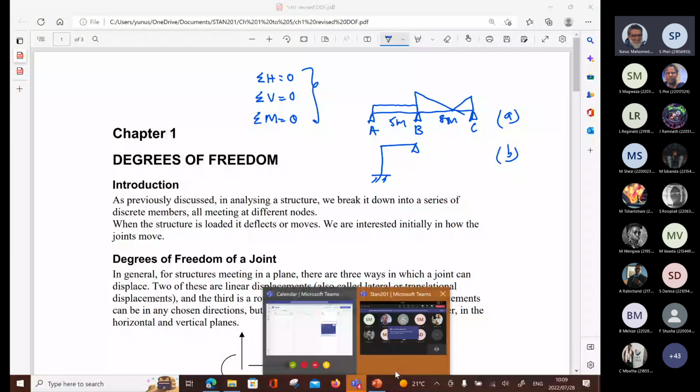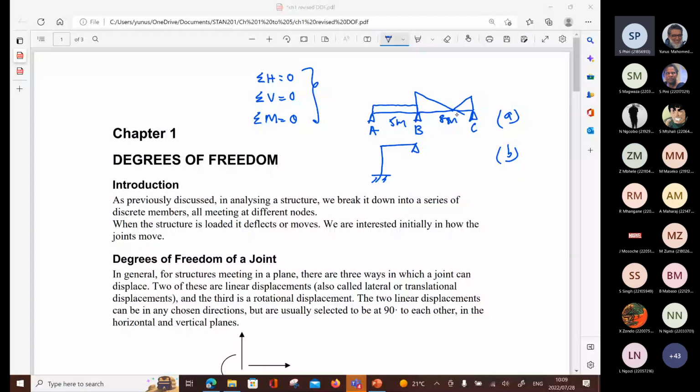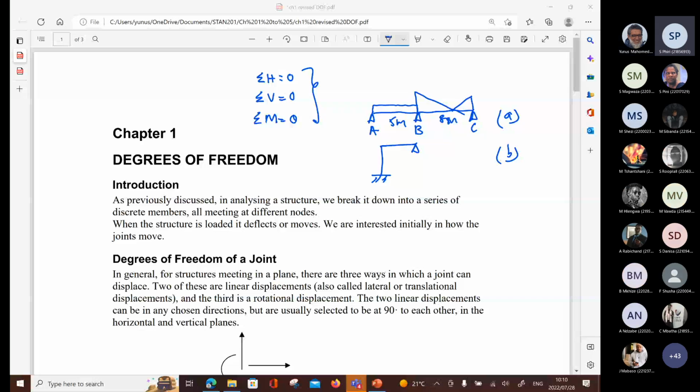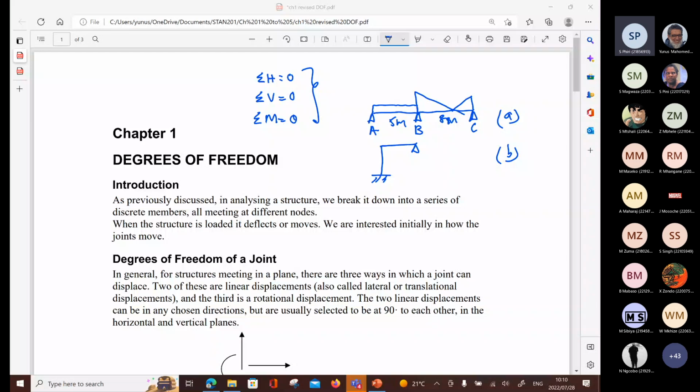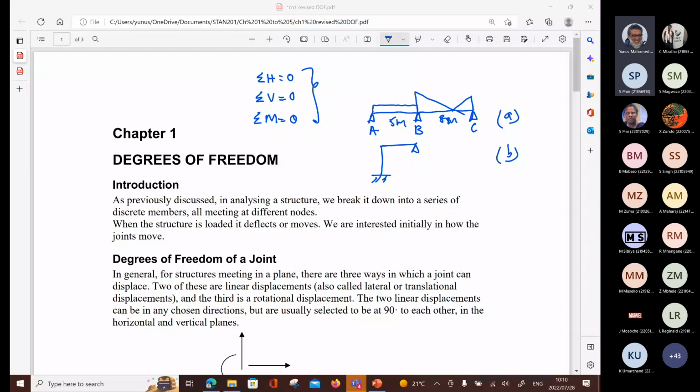All right, so can you do that analysis? Any one of you can respond. Can you solve for the continuous beam A, B, C? Okay, well, why not? Too many unknowns, huh? What do you see as the unknowns? VA, VB, VC.